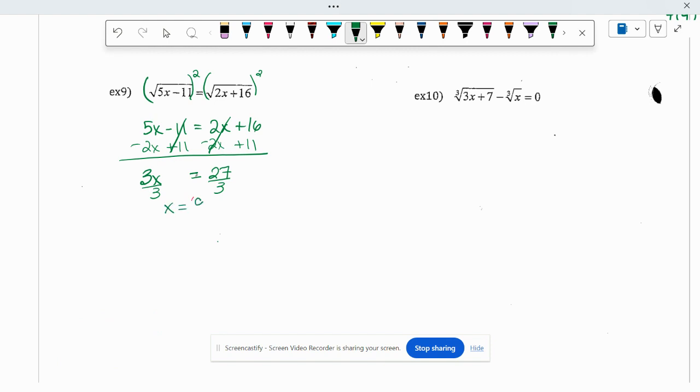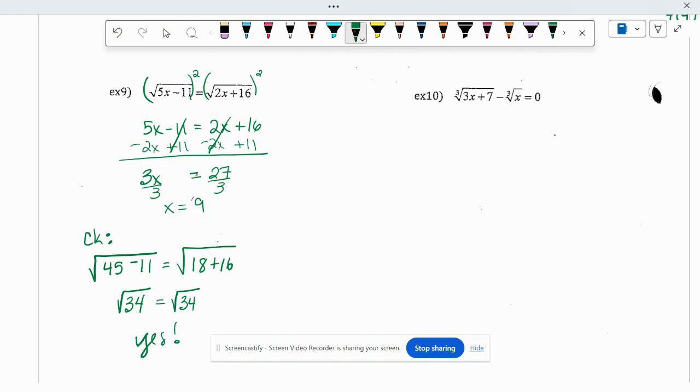X equals positive 9. So when I do the check, I have the square root of 5 times 9, which we know is 45, minus 11 equals the square root of 2 times 9, which is 18, plus 16. 45 minus 11, well, that's 34. So I have the square root of 34, and 18 plus 16 is the square root of 34. So does this work? Yes. Sorry. So this is good. X equals 9. Whew, that was crazy.